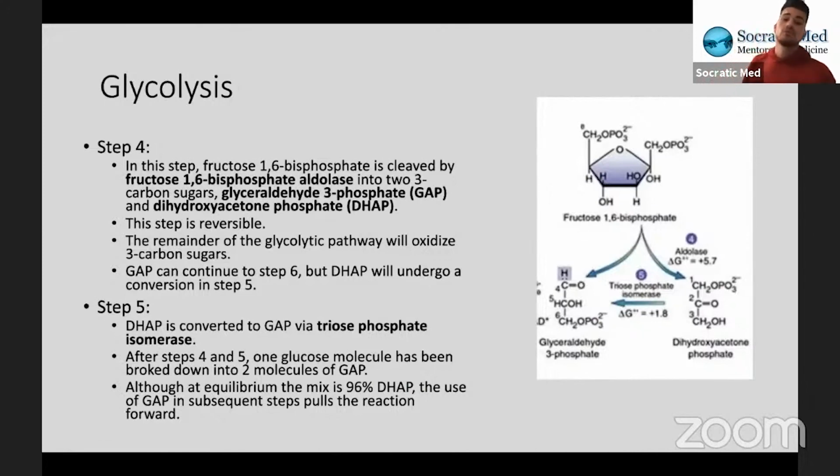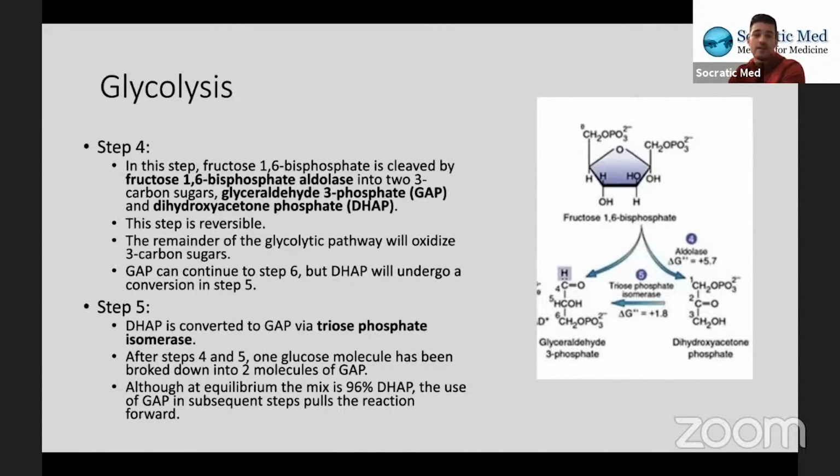So in this step, fructose 1,6-bisphosphate is cleaved by fructose 1,6-bisphosphate aldolase, which sometimes is just referred to as aldolase. And it's cleaved into 2 3-carbon sugars, and these are known as glyceraldehyde 3-phosphate. It's known as GAP, sometimes G3P, but it's actually cleaved unevenly. So the 2 molecules that are created are not identical. One of them is GAP, this G3P we just talked about, and the other one is called dihydroxyacetone phosphate, or just DHAP. So those are the 2 3-carbon chains that are produced from fructose 1,6-bisphosphate, and this step is reversible.